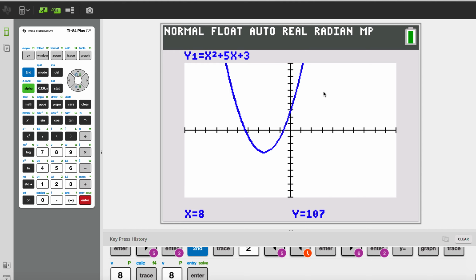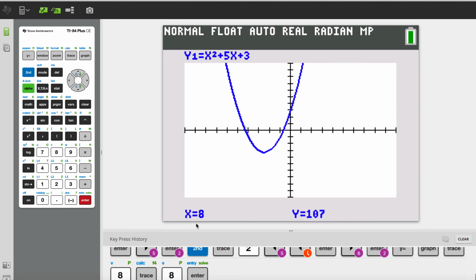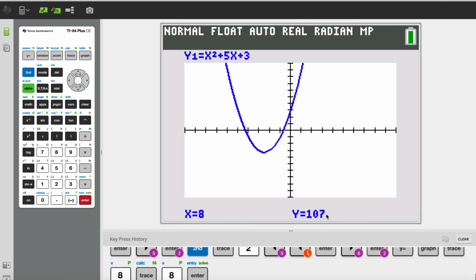Why it's so useful is because I can see y equal to 107 here, and in your exam you are not going to draw a graph until y equal to 100. So this is why a graphing calculator is pretty useful. So when x equal to 8, now I found that y equal to 107.